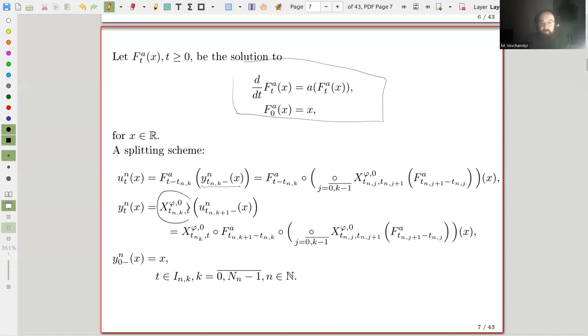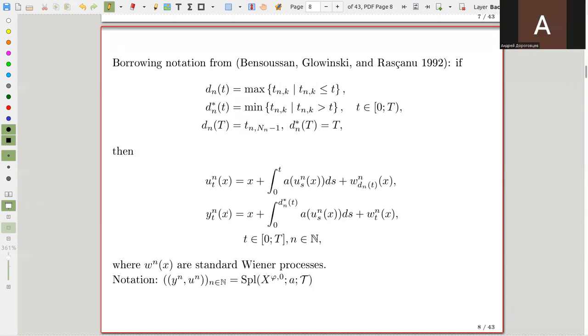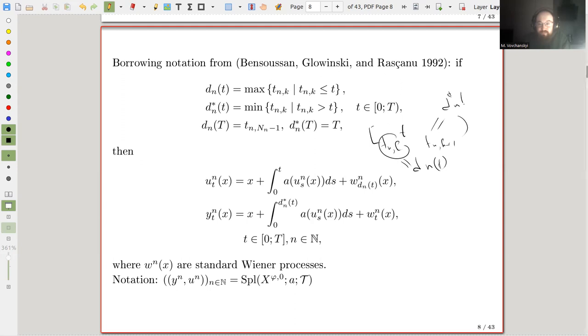So we ran the ODE and then moved within the flow, and then ran an ODE. Here we do the opposite. Borrowing this notation, I am very fond of this particular notation. Every t now belongs to some interval [t_nk, t_nk+1). So this is d_n(t), and this is d*_n(t). Then there is a compact representation of this splitting scheme. These are the corresponding Wiener processes that are composed of parts of trajectories from the Harris flows.